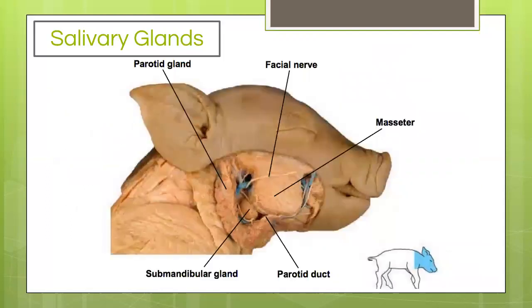Okay, so today we're actually not going to be looking at the salivary glands or the oral cavity of the pig, so we just wanted to show you a quick picture. They sit relatively in the same spot as they do on a human, so your parotid gland is anterior to the ear, and then your submandibular gland is below your jaw.